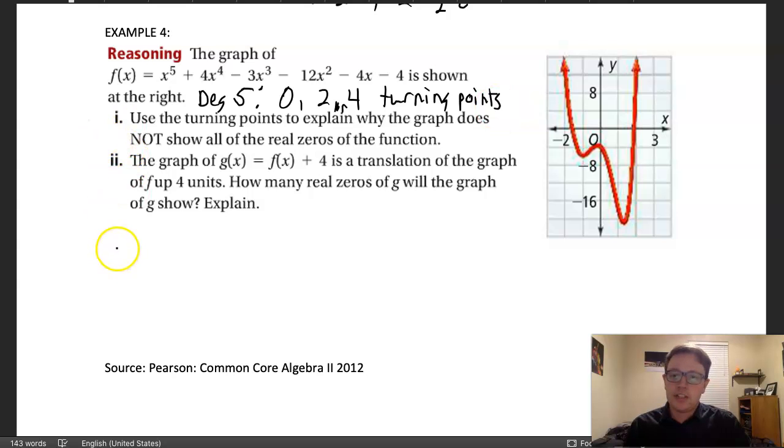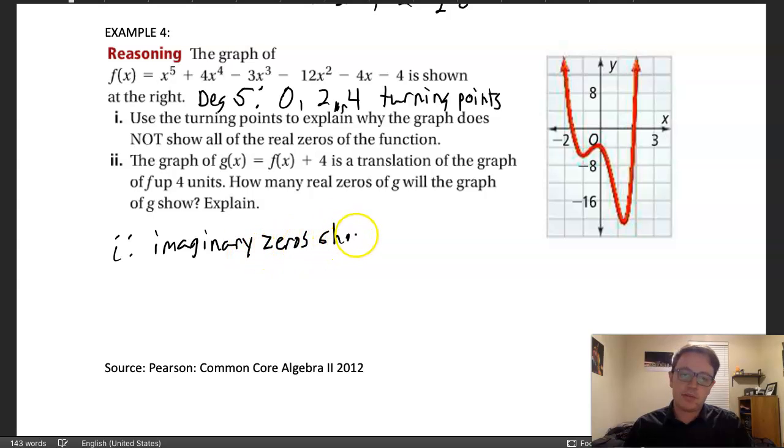So what's our answer for this? For 1, we can say that imaginary zeros show up in 2s. Right, this is because of the plus and minus theorem.